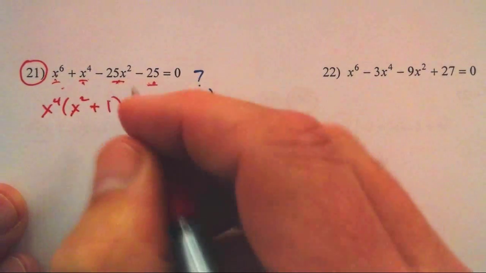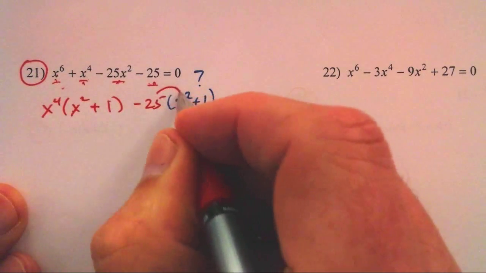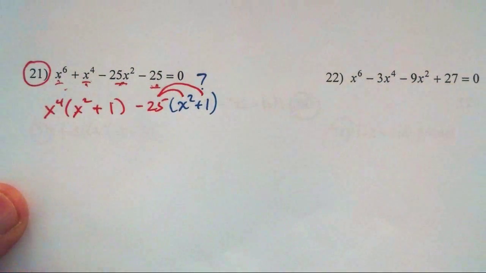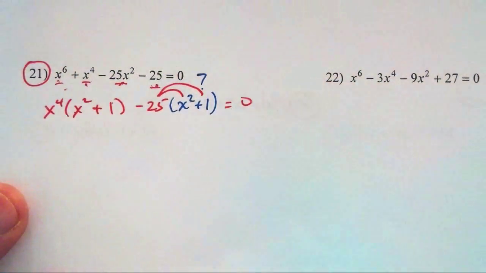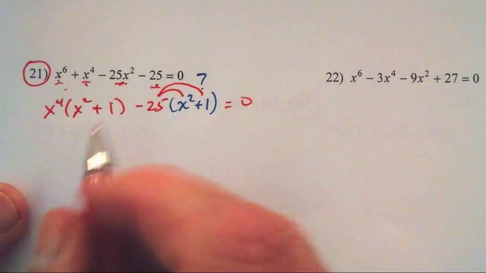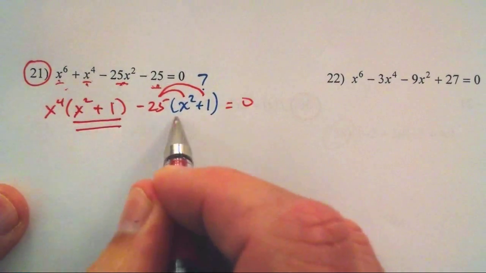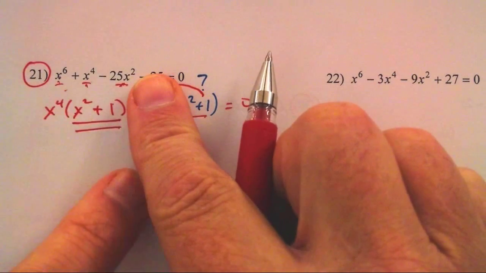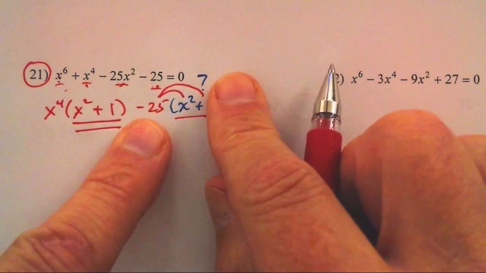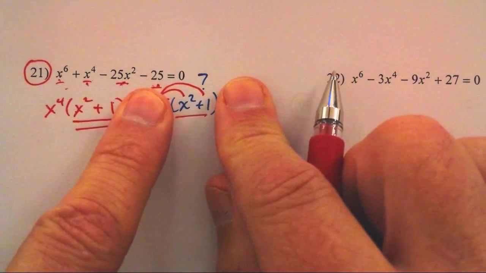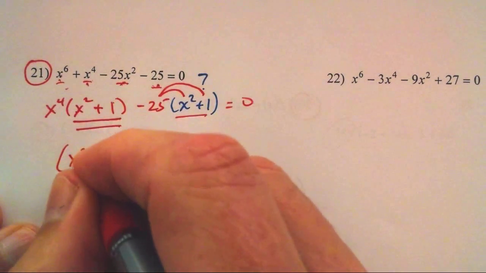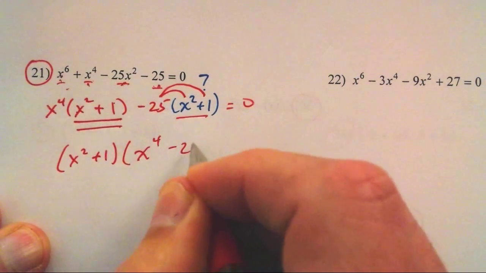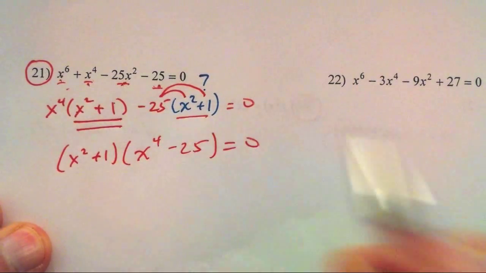How do I get an x squared? I've got to take out a negative 25. Does that work? Minus 25x squared minus 25 equals 0. So I go to this neighbor. They've got 4 x's and they've got one of these things. And my other neighbor has a negative 25. That's no good, but they have one of these things. So I can take one of these things out. Okay.